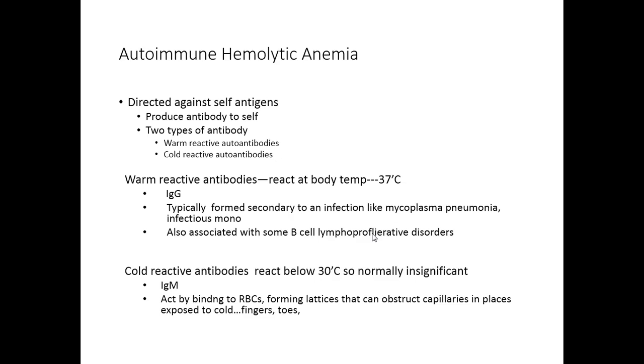We can also see cold reactive autoimmune hemolytic anemias, and these are IgM in nature. They react at below 30 degrees centigrade. So since the human body is 37, it's insignificant for the most part. If they are in an area where it's cold, like your fingertips or your nose or your toes, or you're exposed to the cold, the antibody will bind to the red blood cells. And you know, IgM is a great little complex former, right? So you'll form lattices that can obstruct the capillaries and cause some pain and damage to the tissue there.